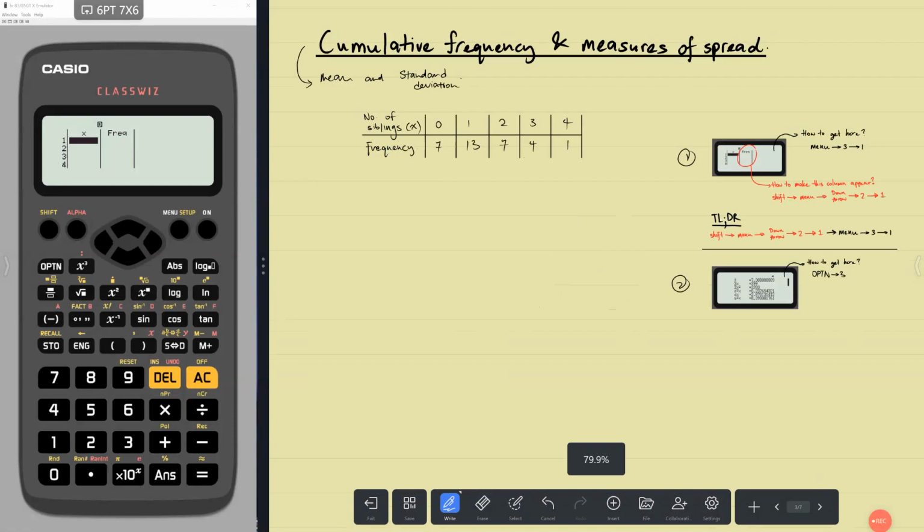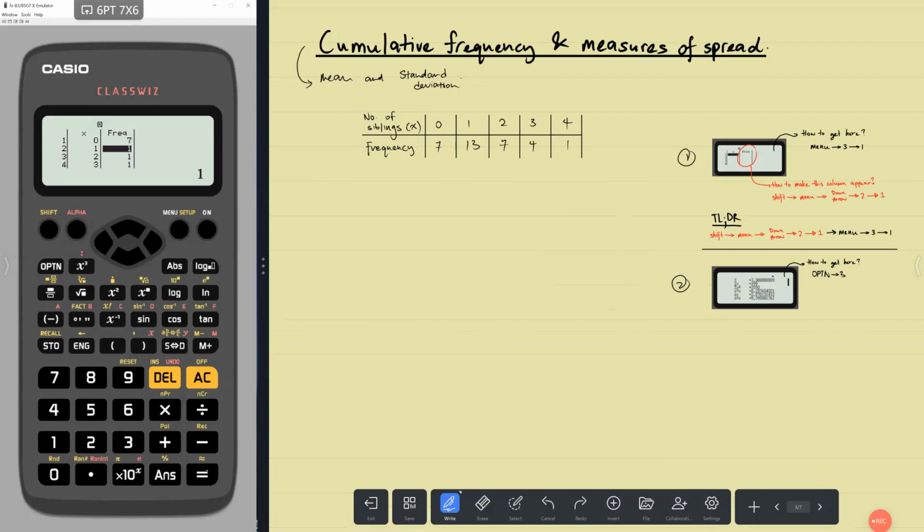Over here you see a table with the siblings and the frequency. You can think of it as an interview of this number of students, asking how many siblings they have, and they collected the data in the table here. Once you get to this screen that you see on the left hand calculator, you will type the values in. So x starts with 0, you press equal, and you press 1 equal, 2 equal, 3 equal, 4 equal.